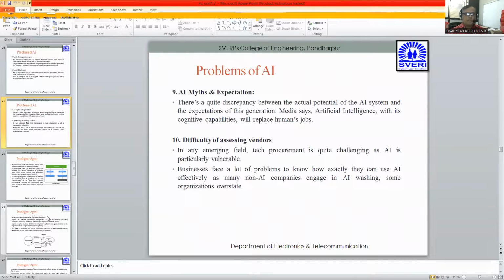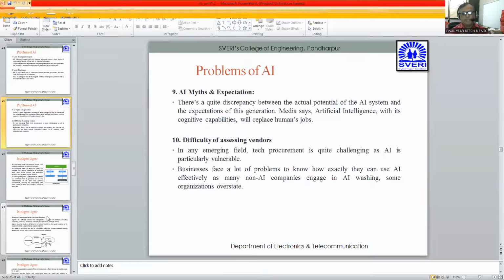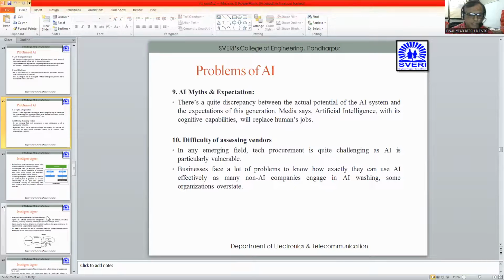So this is what we have seen up till now, the problems of AI. Now in the next lecture, we'll see the intelligent agents, or the agent part will come into the picture, and from there the actual artificial intelligence will begin.